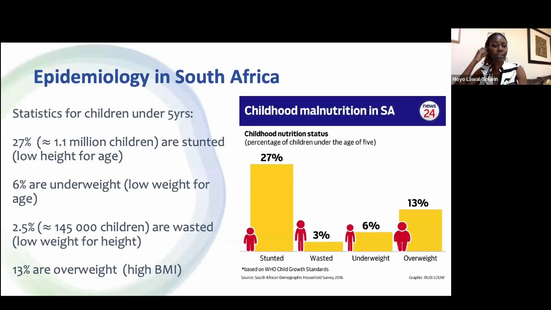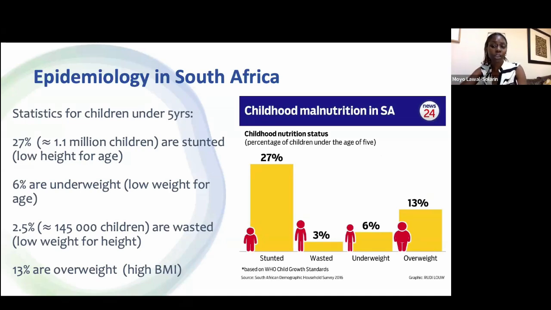These are some statistics. So we can see that in our population under 5, about 27% of children are stunted. So that is a low height for one's age. 6% are underweight, and only about 2.5% are wasted, which I was a bit surprised at. I thought that statistic would be more.